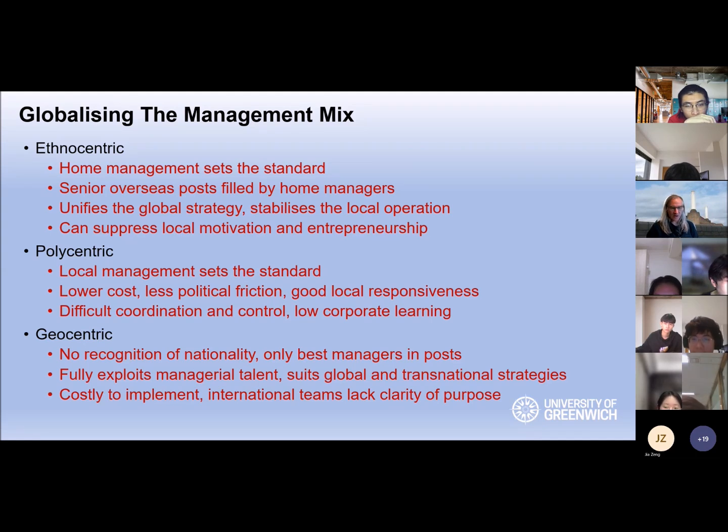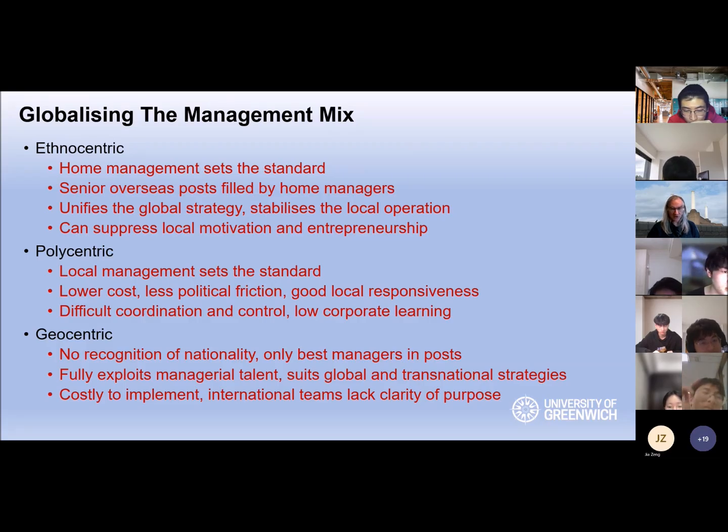The polycentric one is one where it's the local managers who now set the standard. They're the ones who dominate. This would fit the multi-domestic strategy. It's good from a point of view of maintaining local knowledge, local connections, local networking, but of course it's difficult to coordinate. It's the principal agent problem again.